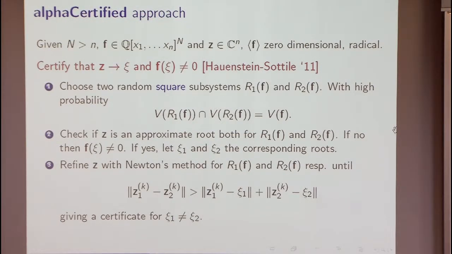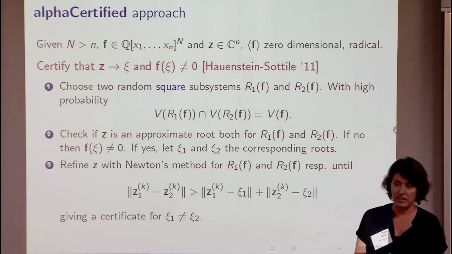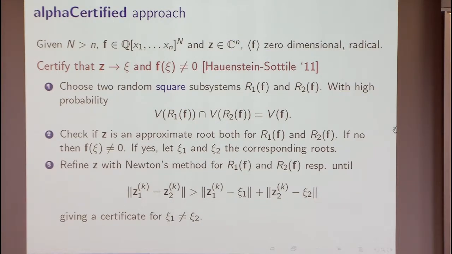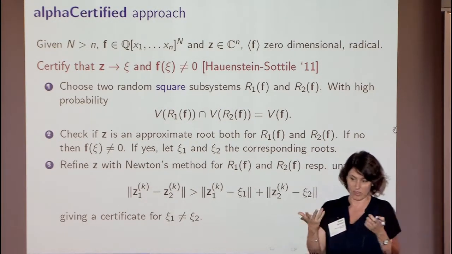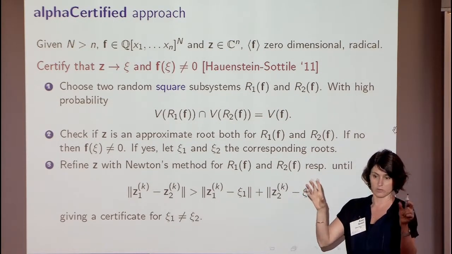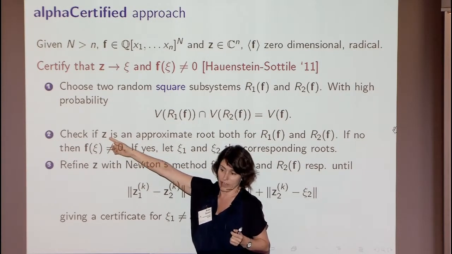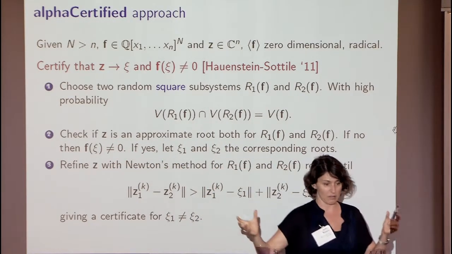So in the same paper of Frank and John, they actually study this same question. And they give a certification algorithm to certify that something is not an approximate root using alpha theory. So basically the idea is the following: they take two random square subsystems of the overdetermined system. They are just random linear combinations. And they use a homotopy method to solve them. And then with alpha theory, for each of these random square systems, they could certify that the point they want to certify is an approximate root.